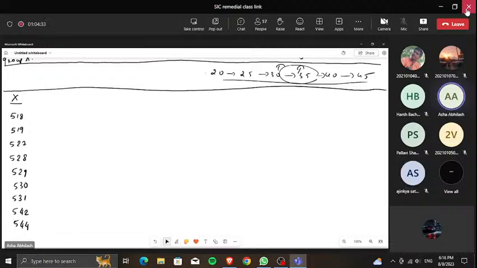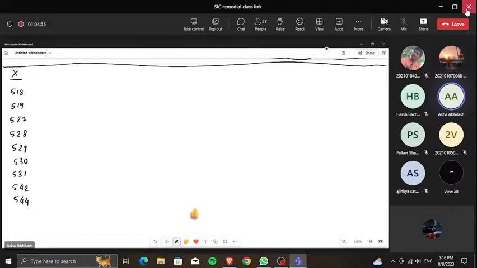Yes, ma'am. If you are solving, then only the use of this remedial is there, otherwise there is no use. So these are the values they have provided. Now I have given that consider 530 as the assumed mean, because the values are bigger. If you take the actual mean method, bigger values come. So for reducing the calculation, I am using this assumed mean method.